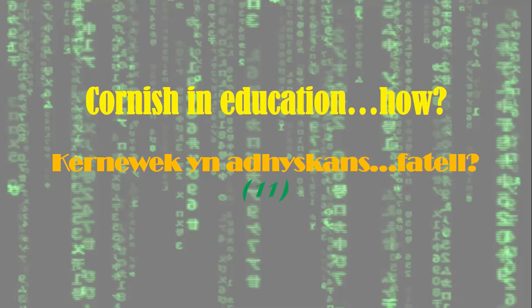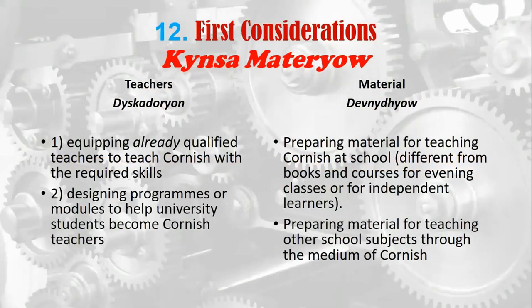Since in Cornwall, as we have said, most of the people are English monolinguals and only a minority of those who have some skills in Cornish are fluent speakers, Cornish has to be taught at school, as happens in Trevino. To be true, there is no other way. However, before this can be implemented, two initial issues need to be considered, which is what we see here.